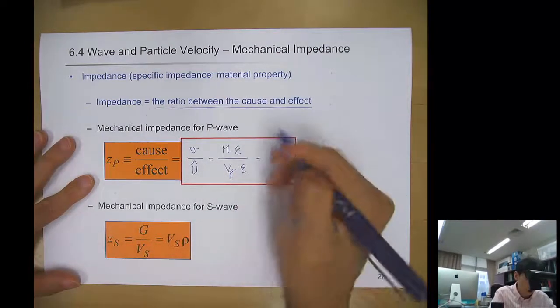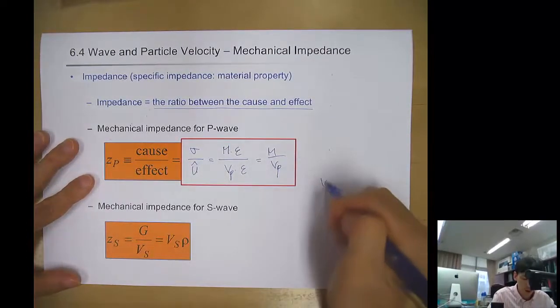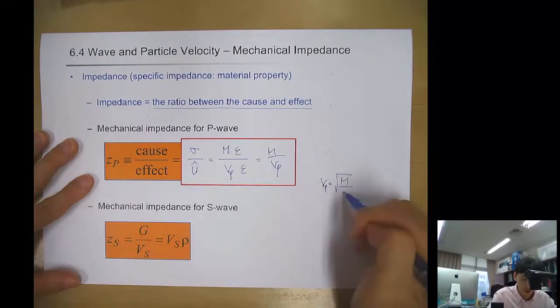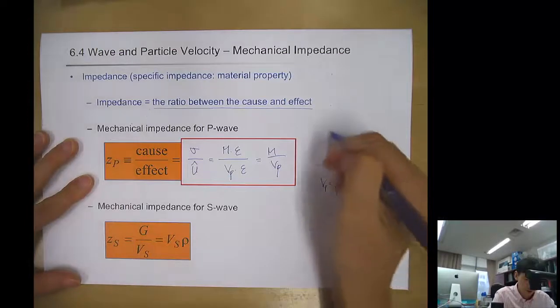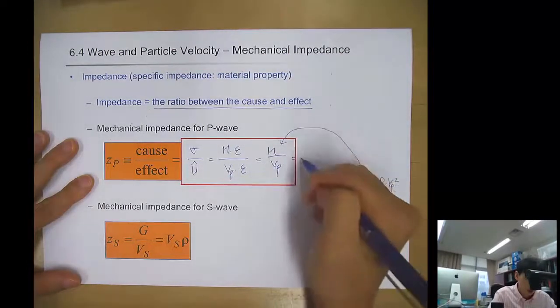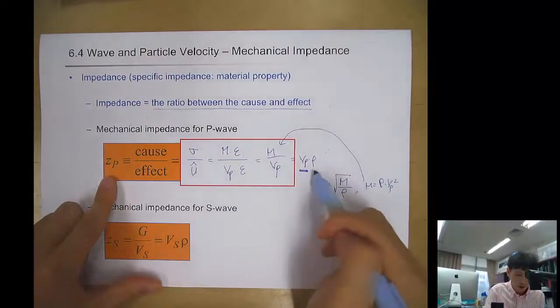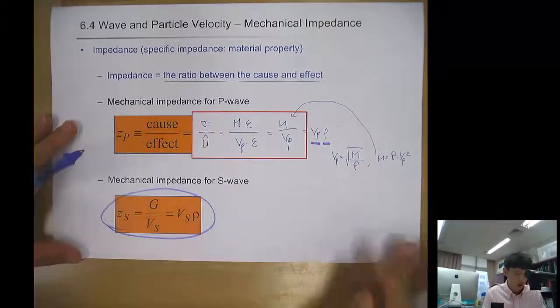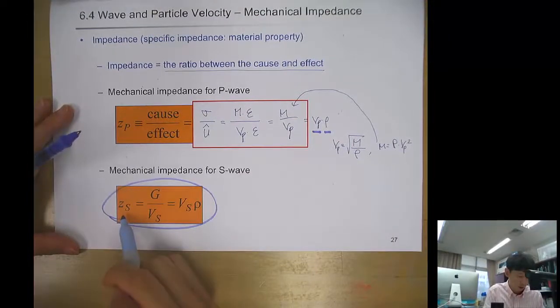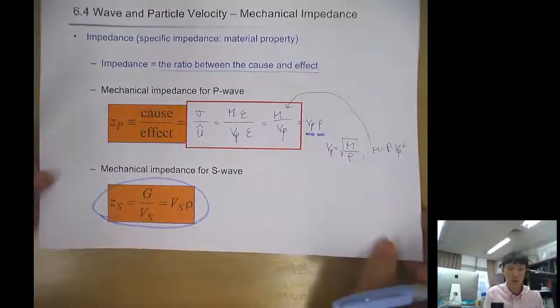So then here M over Vp, and from the relation, Vp is what? Vp is the square root of M over rho. So then M is rho times Vp squared. If you plug it in here, you get Vp times rho. So mechanical impedance is velocity times density. And the same goes for the shear impedance. So shear impedance Zs is Vs times rho, shear velocity times density.